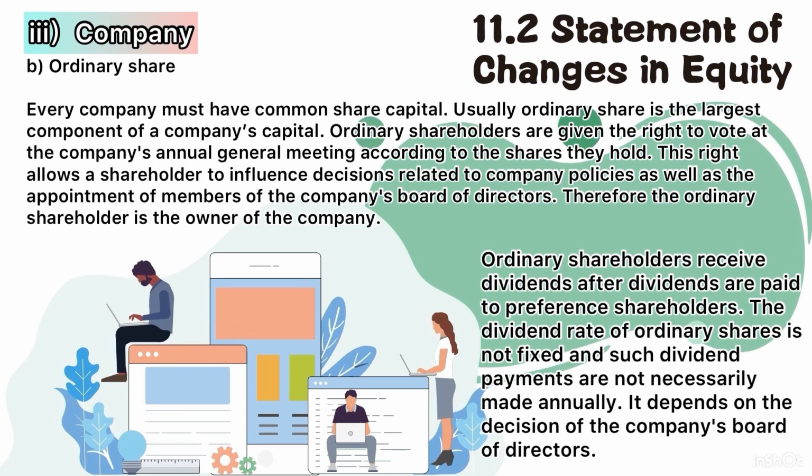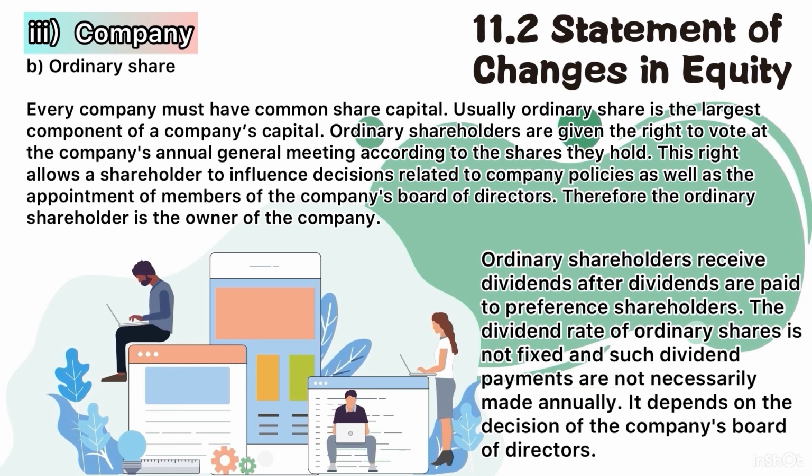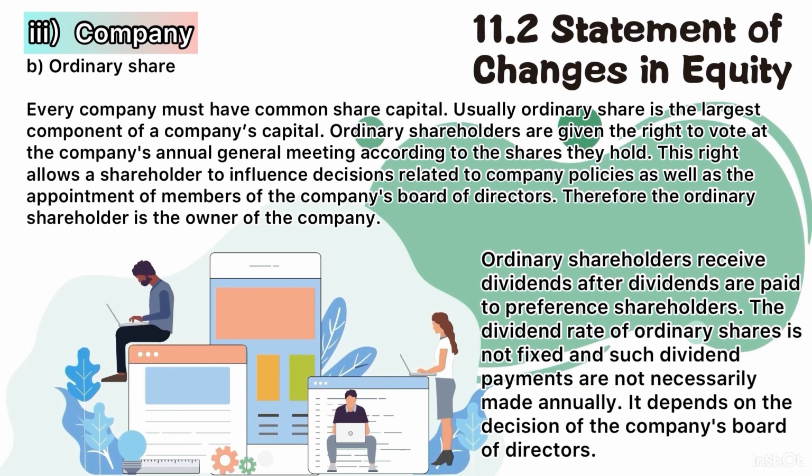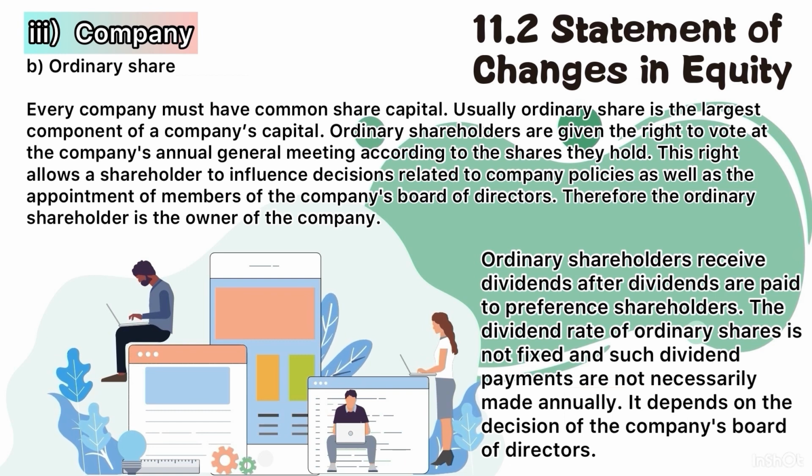B. Ordinary share. Every company must have common share capital. Usually, ordinary share is the largest component of a company's capital. Ordinary shareholders are given the right to vote at the company's annual general meeting according to the shares they hold. This right allows a shareholder to influence decisions related to company policies as well as the appointment of members of the company's board of directors. Therefore, the ordinary shareholder is the owner of the company.